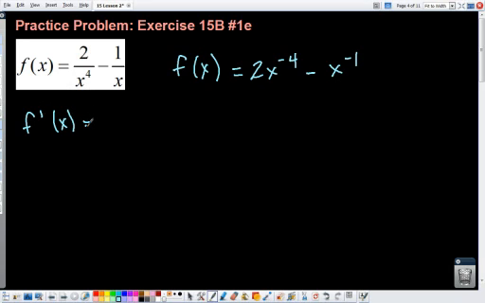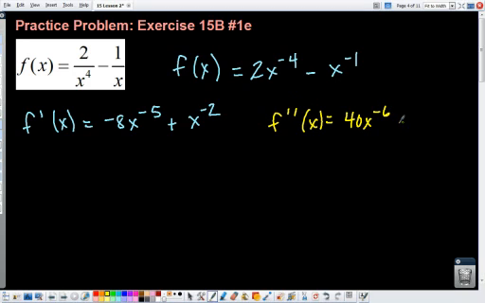So f prime of x equals negative 8x to the negative fifth plus, right, because negative times negative 1 is 1, x to the negative 2 power. Okay, now I'm going to go ahead and find the second derivative. So f double prime of x is equal to 40x to the negative sixth minus 2x to the negative third. Okay, so now what we need to do is factor out f prime of x so we can solve for x.